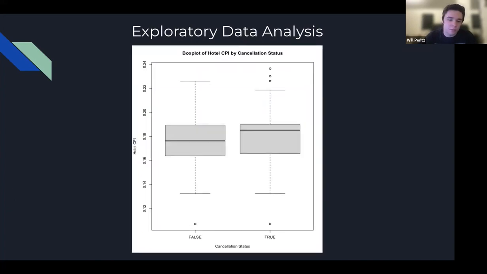Next, we have this one. This one's interesting: hotel CPI, which is an economic measure. It's the consumer price index for hotels. It's interesting to see that while the IQRs are similar, the median is noticeably higher when a reservation was canceled. And this does make sense, because when the price is higher, it makes sense that it would be canceled.